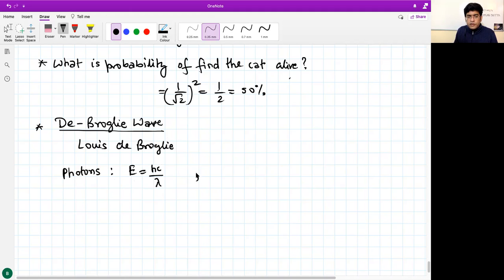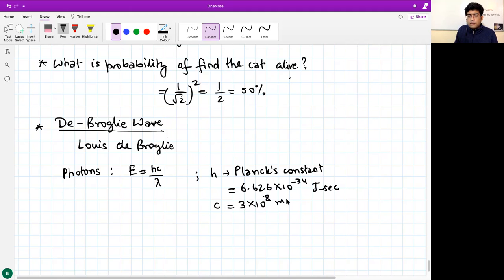Okay, so this h is Planck's constant. Let's give Planck some respect, let's make it capital P. So this is Planck's constant, and it is equal to 6.626 times 10 to the power minus 34. This is a quantity which you will always come across in quantum mechanics. There is small c, which is the speed of light, in meters per second.